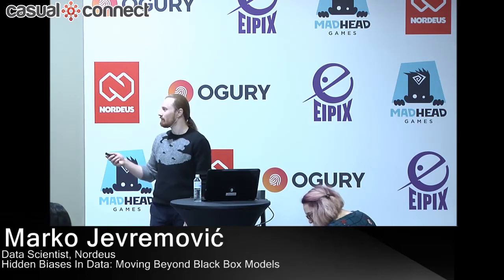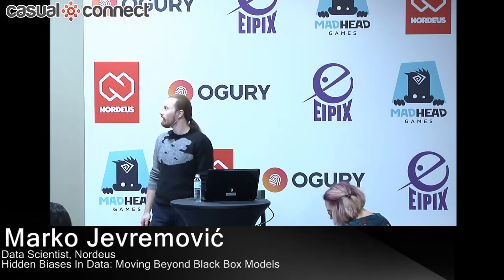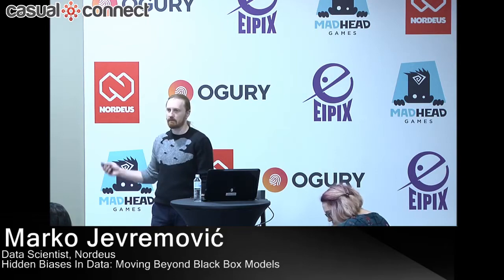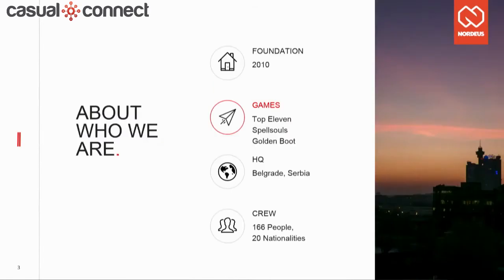be hearing about hidden biases in data and whatever that means. So I'm going to talk a bit about how some things came to be. I'm going to talk about this simulation I've built and how it works and what we use it for. So it's going to be part data science and part actually game design. So I guess it's still going to be interesting to most of you.